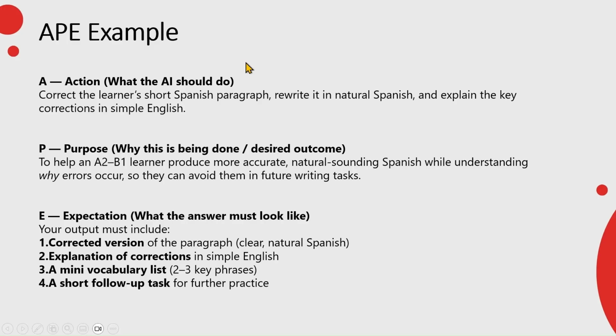So you have the action: correct the learner's short paragraph. Then you have the purpose. So why is it done? You need to specify what level the learner is at and what they need to do with it. And then the expectation. The output needs to have all those things included, I mean, a vocabulary list, etc.